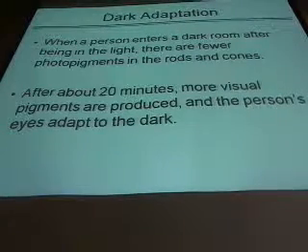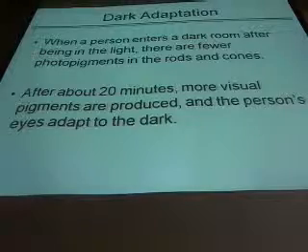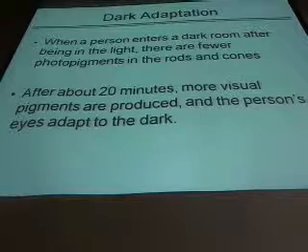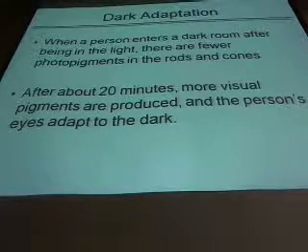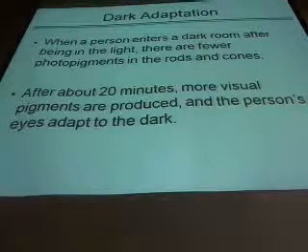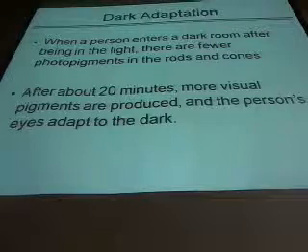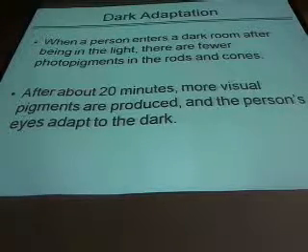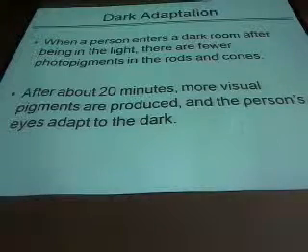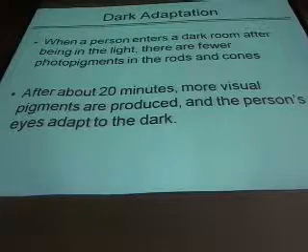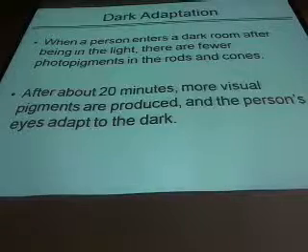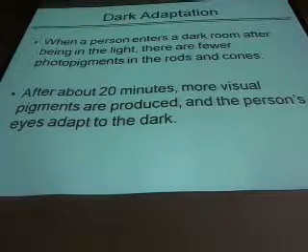Okay, dark adaptation. Now, I always used to think dark adaptation was simply that it took that long for your pupil to dilate and let more light in. I mean, that's part of it, but that's not really what happens. When a person enters a dark room, there are fewer photopigments in the rods and cones. You go into the dark for about 20 minutes, the pigments are produced, and they're moved into the rods and cones, and that's why you can see so much better in the dark. And I think they say it's like 100,000 times.